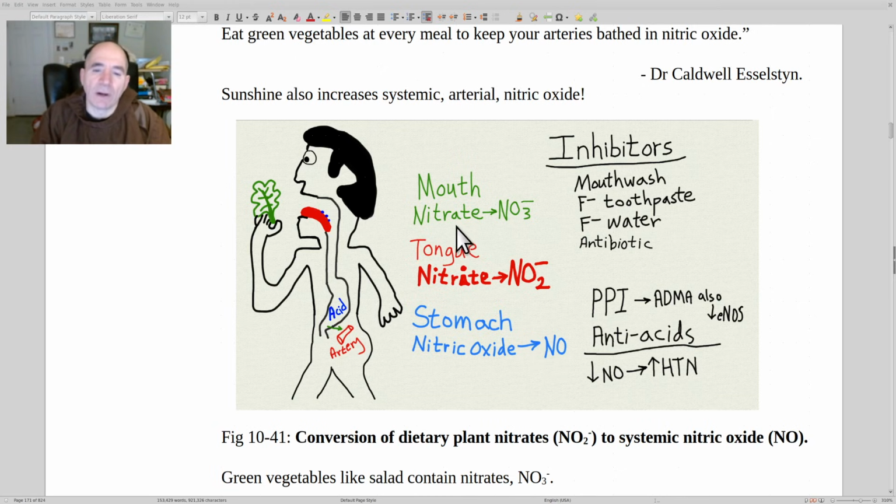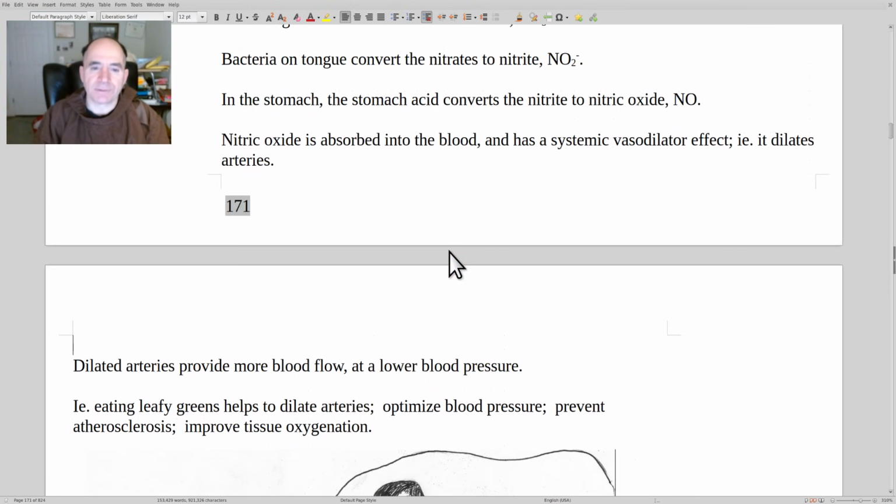This is another reason why you want to avoid things in your mouth that can damage these things. So fluoride toothpaste, fluoride drinking water, antibiotics, mouthwash all have a negative effect on this. So I wouldn't use any of those things. PPIs are proton pump inhibitors, and they decrease the acid. They can have a negative effect on this as well. Antacids can have a negative effect on it as well. This is also why Esselstyn, for his really sick patients, he'll tell them to eat greens almost most of the day, because he thinks that keeps them better bathed in nitric oxide, the arteries.